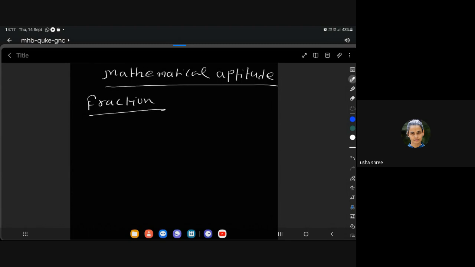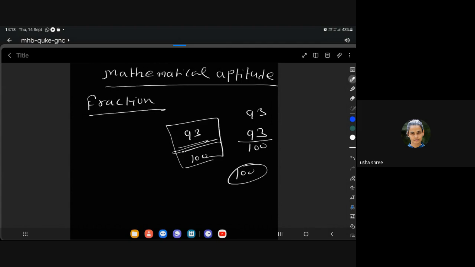Fraction means a part. It's not whole. It's a part. Suppose you have scored 93 in an exam. So how do you write it? Out of 100 you are getting 93. So 93 is not the entire part. The entire part was 100. Out of 100 you have scored 93. So we are writing it as 93 by 100.